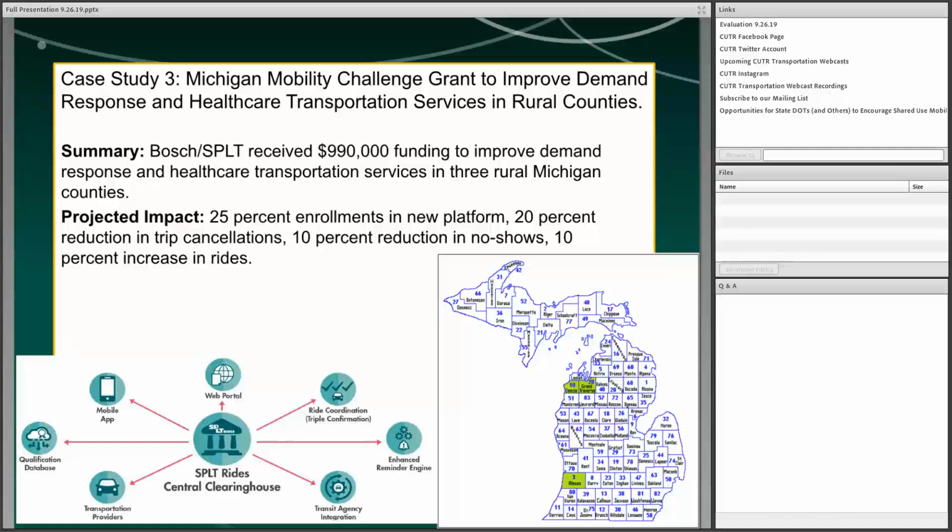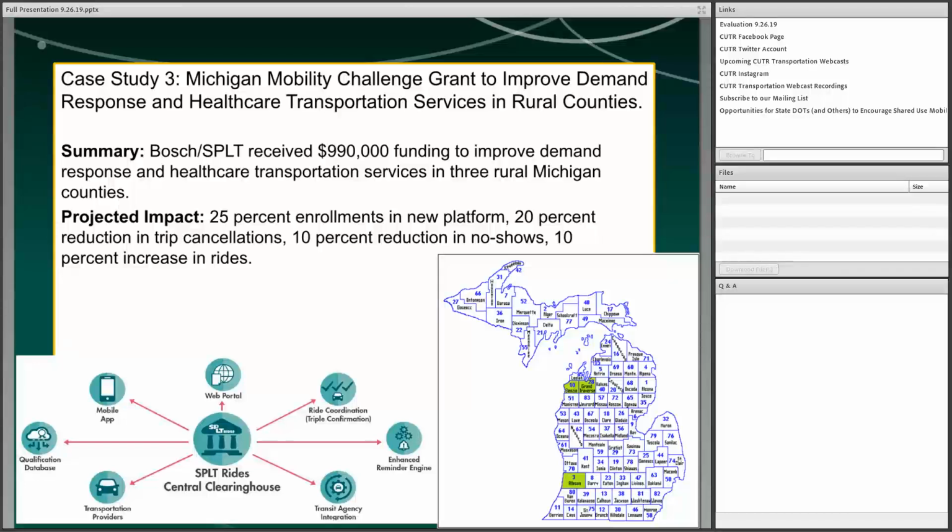Split will use the funding to integrate the Split Rides platform with software already being used by rural transit agencies to reduce cancellations and no-shows with improved alerts and reminders, develop a mobile app for users to secure rides, and coordinate with the volunteer driver pools with an enhanced web portal.